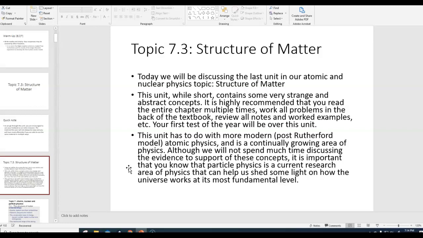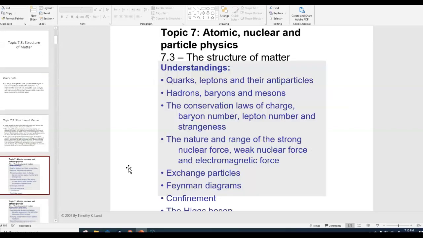This unit has to do with more modern physics. Typically, modern physics refers to physics after around the 1910s and the 1920s, after Rutherford came up with his model of the atom. And it's a continually growing area of physics. So, unlike a lot of things we study in physics, this is actually something that we are still learning about. Our knowledge in this topic is still incomplete. And so it is kind of interesting in the sense that this is an ongoing field of study. If you were to go to college and get your physics degree in a few years, you could be adding to this field of study. So, let's talk a little bit about the understandings in 7.3.